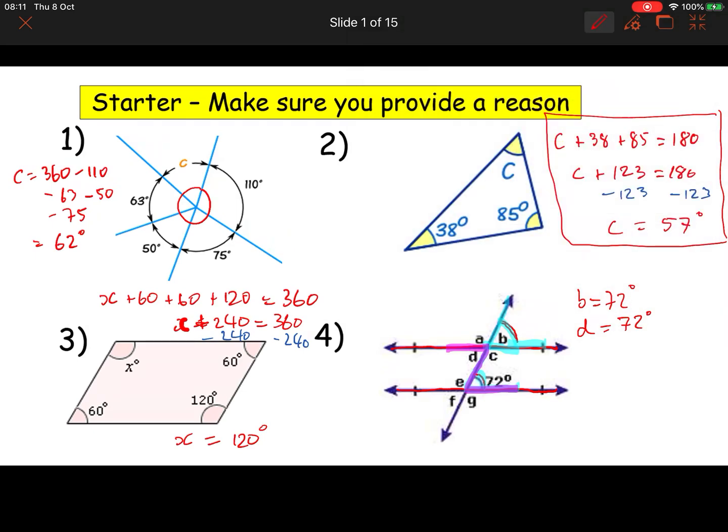So what else can we say? We can say that C is equal to 108 degrees because D and C are on a straight line. A straight line is 180 degrees. A is also 108 degrees because it is vertically opposite to C. All those rules you need to know. Now E is also 108 because it lies on a straight line with the 72. F is 72 because it's vertically opposite to the 72. And again, G is also 108 degrees. Hopefully you knew all that.